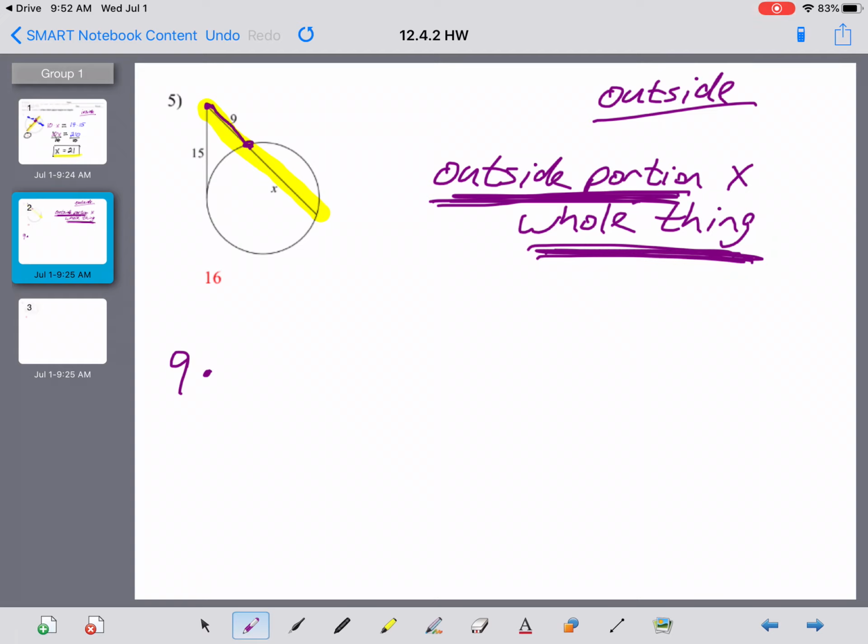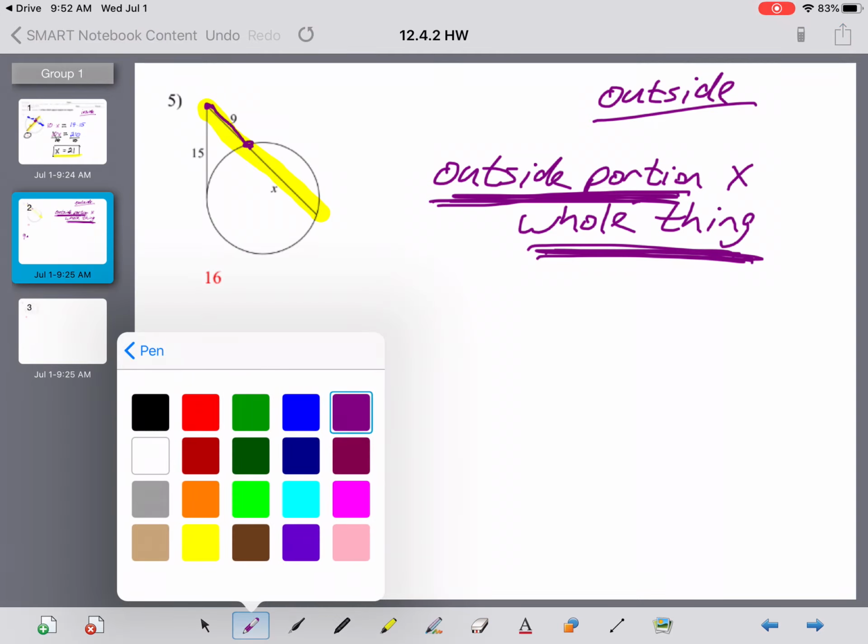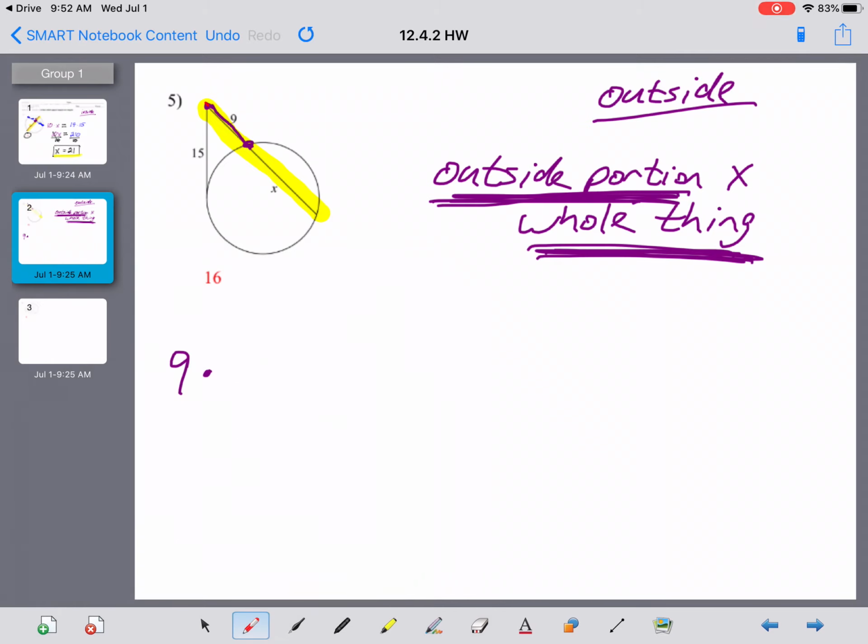And this is something that people get wrong all the time. The entire yellow segment, everybody, let me switch colors on you here. The entire yellow segment goes from this point right here to this point all the way down. So it includes both the 9 that's outside and the X that's inside. So we've got to put the outer and the inner portion together.